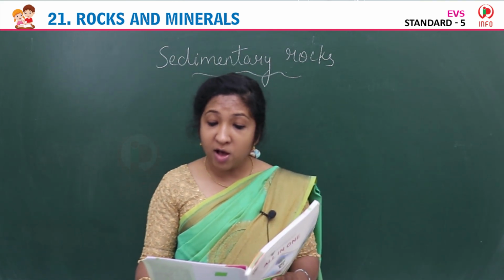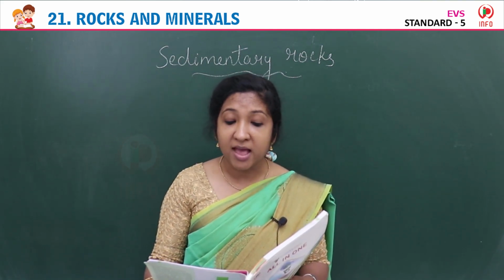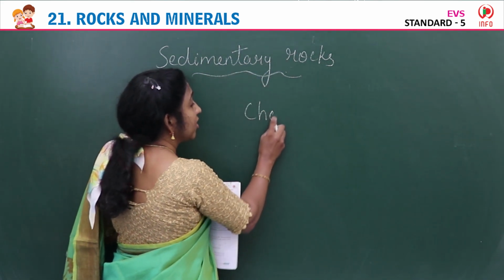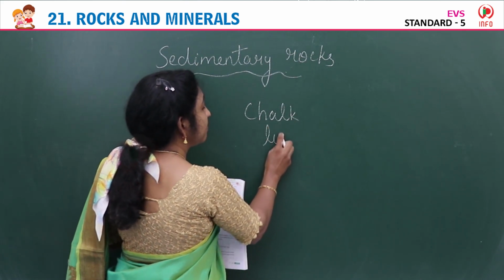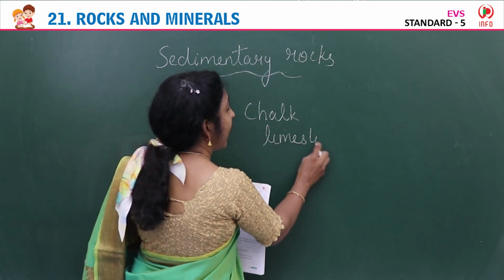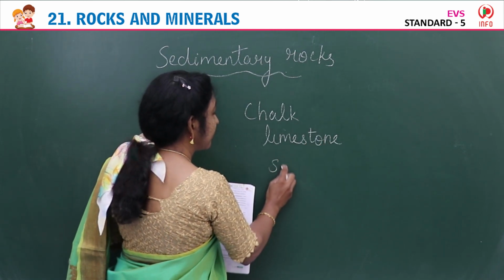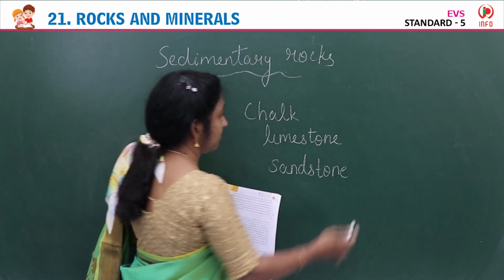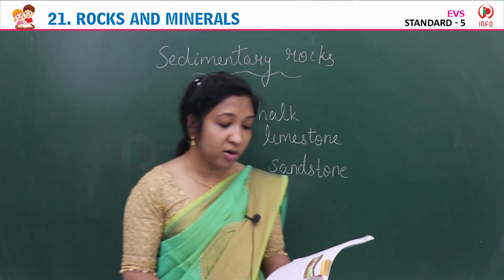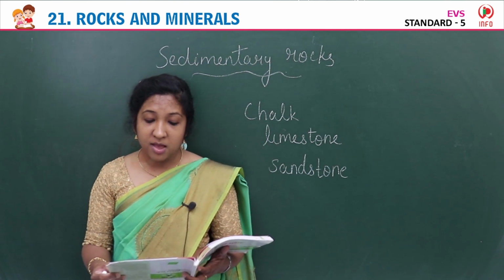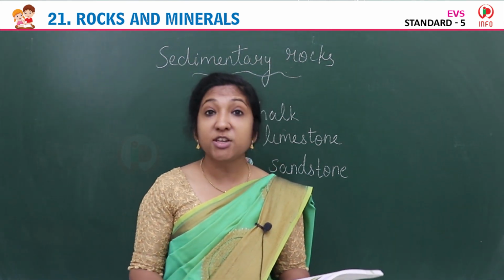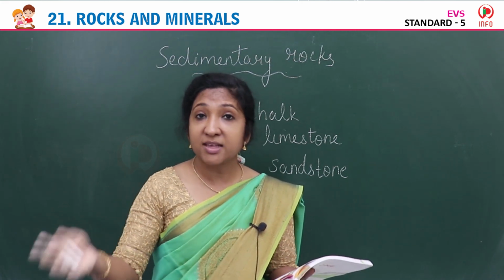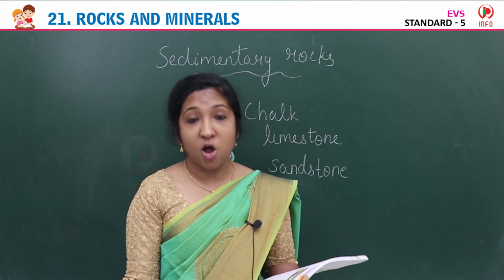Sedimentary rocks include common types such as chalk, limestone and sandstone. They are all sedimentary rocks. Chalk, limestone, sandstone, clay and shale are examples of sedimentary rocks. Sedimentary rocks cover 75% of Earth's surface, so on 75% of Earth's surface we can see sedimentary rocks.